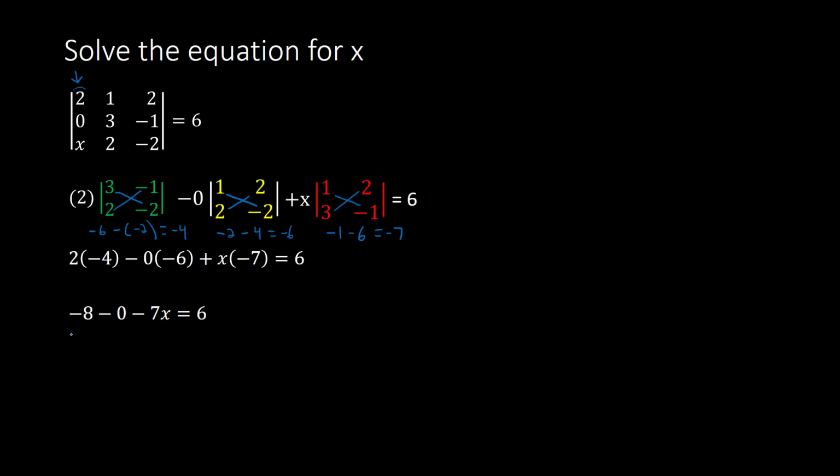We can solve this for x by adding 8 to both sides. We now have -7x equals 14, and then divide both sides by -7. Now we have x equals -2, and that is my solution.